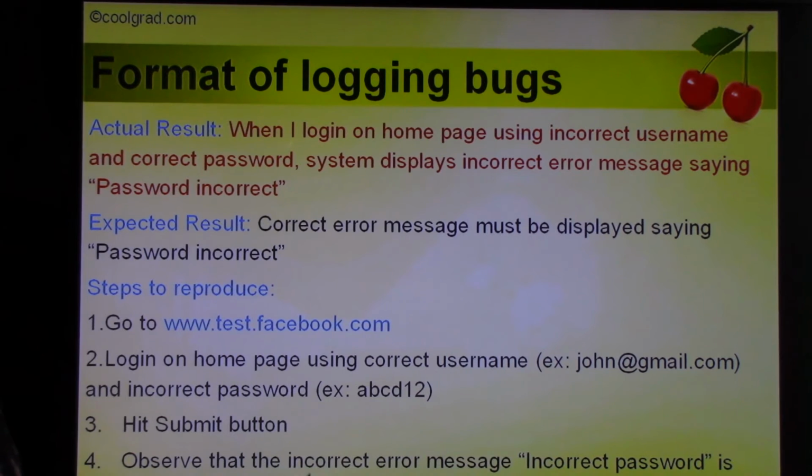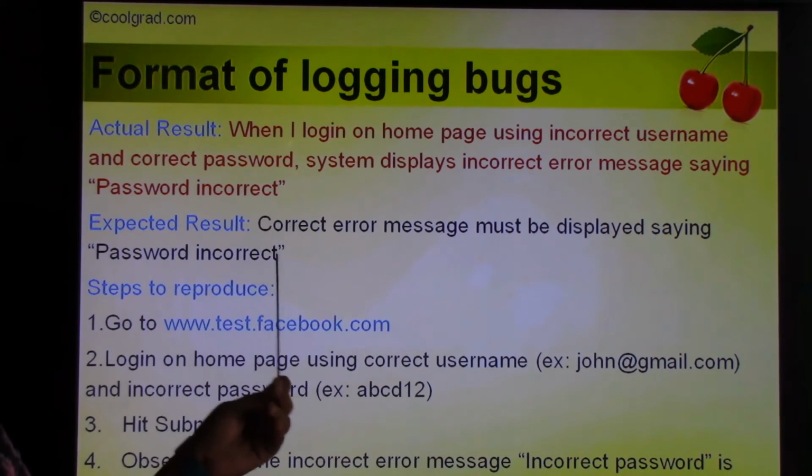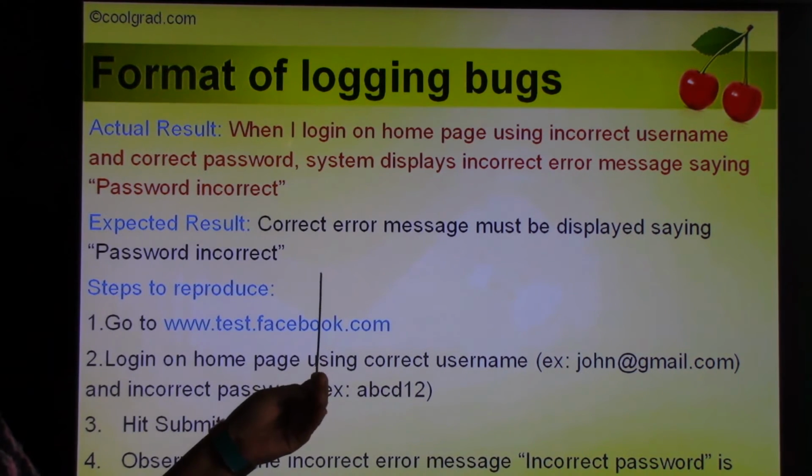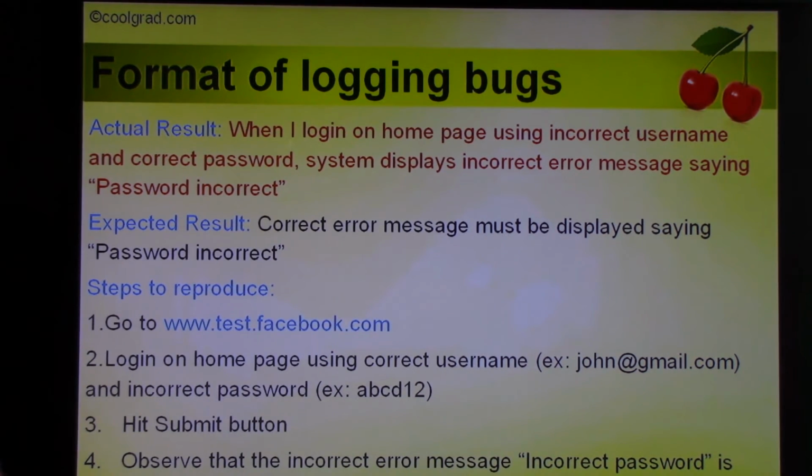There could be various ways in which we might have goofed up. We might be using an incorrect username and a correct password, or a correct username and an incorrect password. There could be many scenarios in which we can get bugs. So what is it that you saw? What were you supposed to see? And how did you get to this page? Attach screenshots. That's what the format of a bug is all about.